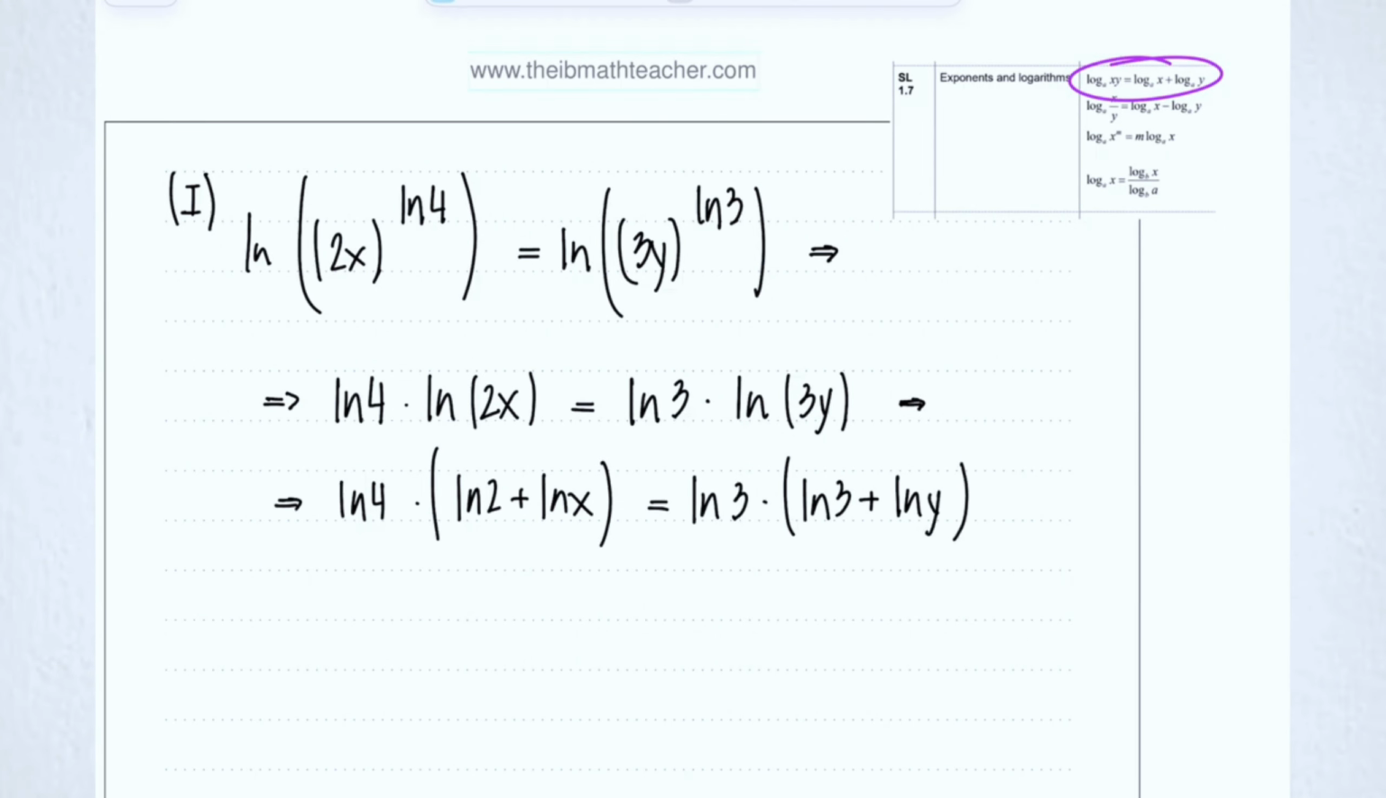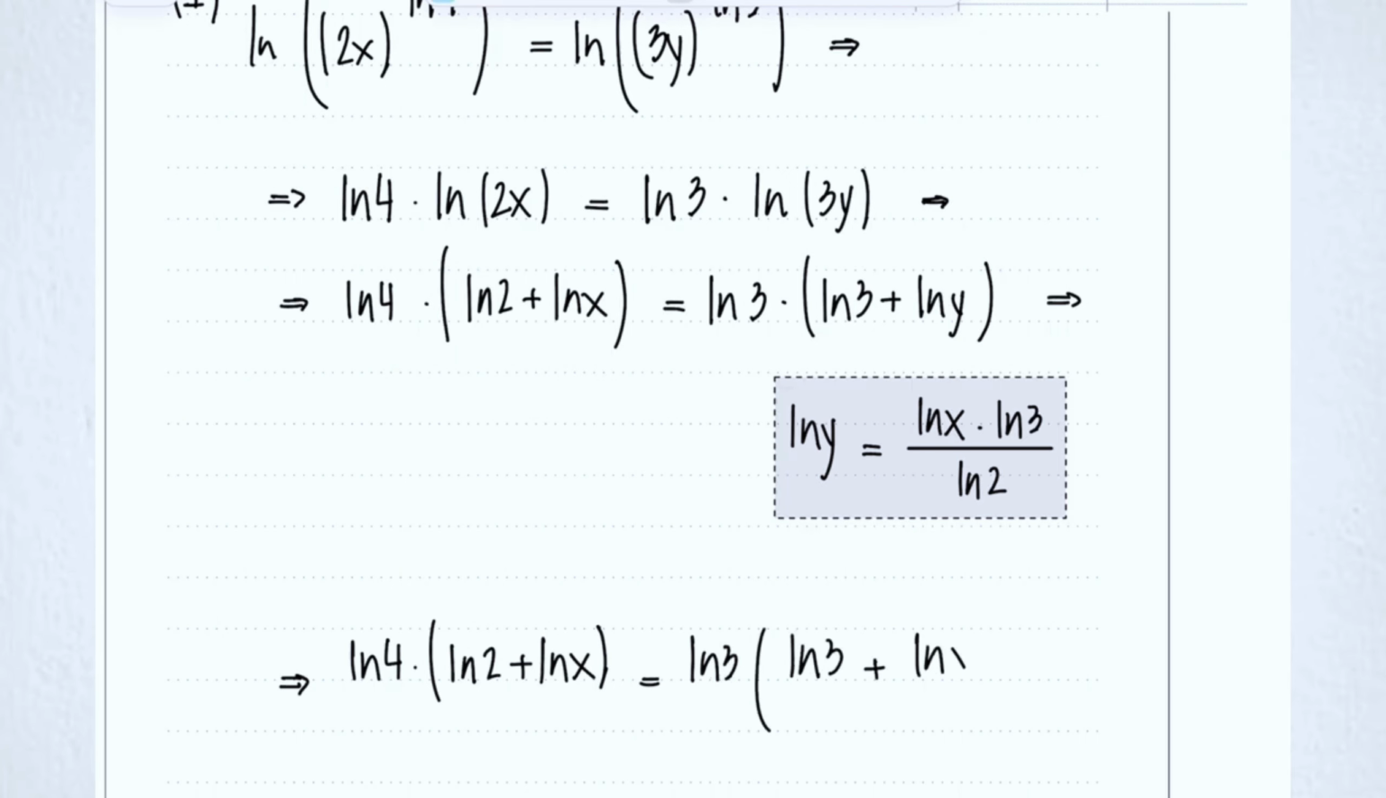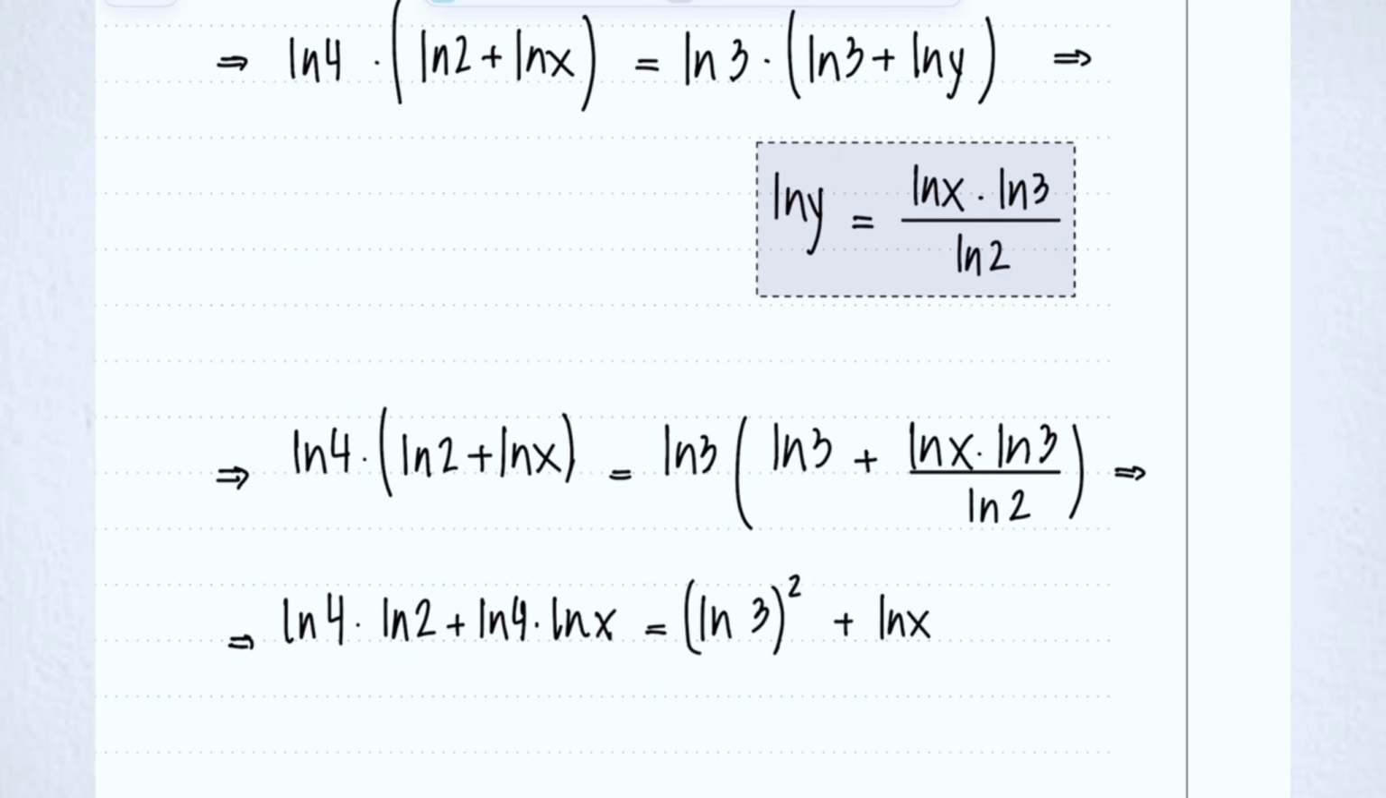Now we know that ln of y can be written like this from the second equation. Therefore, we have our left-hand side equal to ln of 3 times (ln of 3 plus ln of x times ln of 3 over ln of 2). Now we're kind of halfway there, so let's continue foiling. Ln of 4 times ln of 2 plus ln of 4 times ln of x equal to ln of 3 squared plus ln of x times ln of 3 squared, all of that over ln of 2.